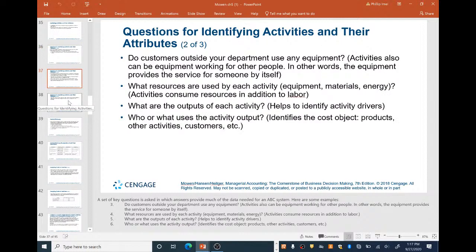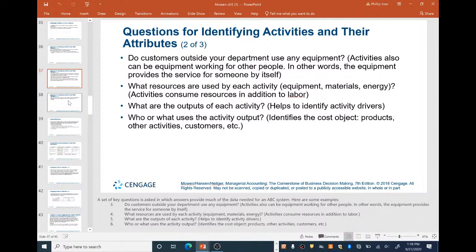Some other questions. Do customers outside your department use any equipment? Activities also can be equipment working for other people. So pretty much the equipment provides the service for someone by itself. We know a lot of times in these manufacturing companies, on the assembly line, there's not even any actual physical labor involved. So no humans are actually involved in certain steps throughout the process. So that's where you'd have an example of the actual machine providing the service on its own.